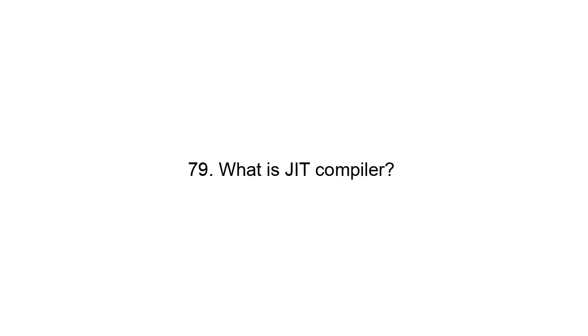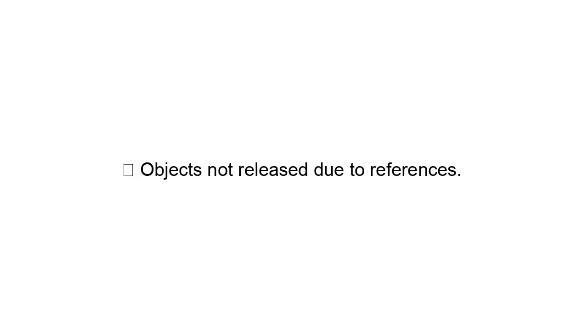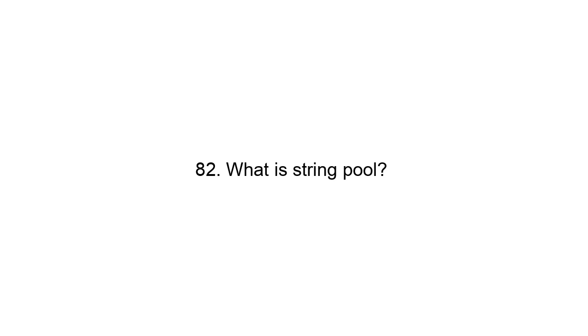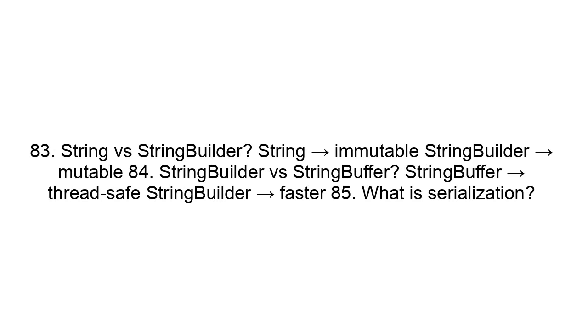79. What is the JIT compiler? Converts bytecode to machine code. 80. Why is Java fast? Due to JIT compilation. 81. What is a memory leak in Java? Objects not released due to lingering references. 82. What is the string pool? Memory optimization for strings.